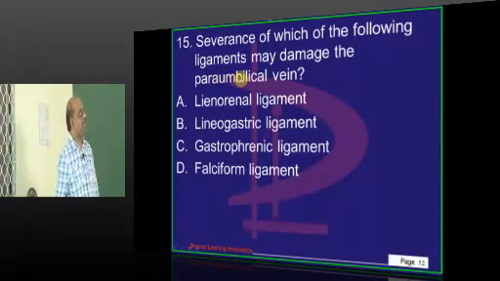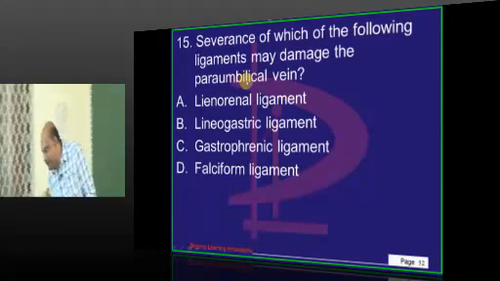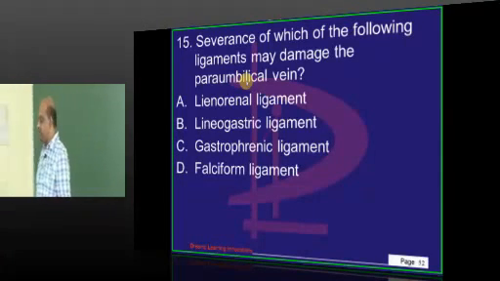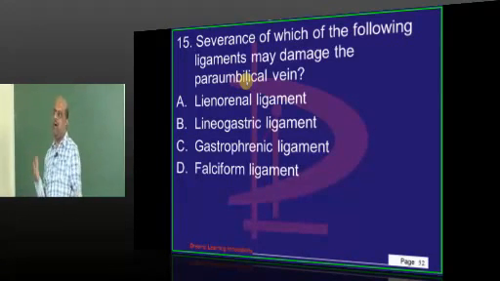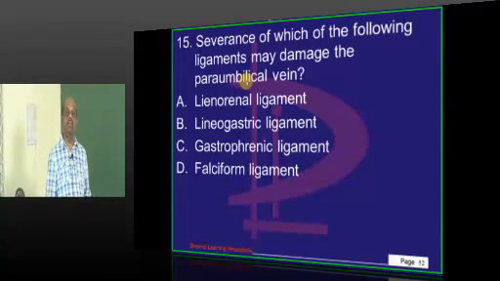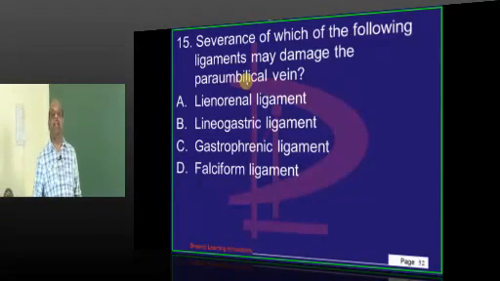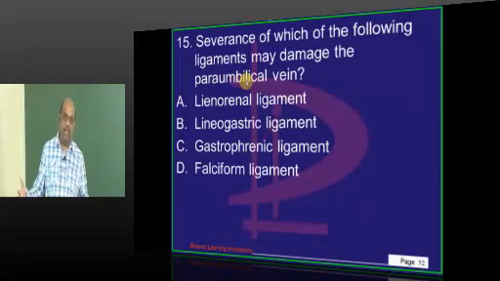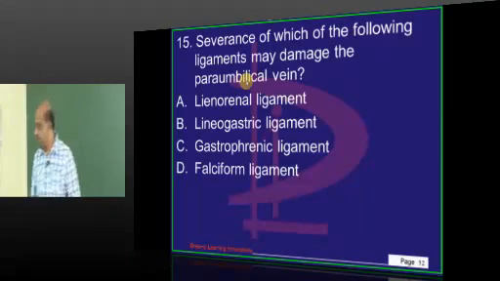Now, doctor, severance of which ligaments can damage the paraumbilical vein? Otherwise, the paraumbilical vein is a part of which ligament is what I like to ask. Give me one confident answer, doctor. We are all in a complete formalin anatomy mood for the next 2 weeks. I mean, for the next week also. So, give me one confident answer. Paraumbilical vein is a part of which ligament? So, all these various embryonic remnants in the form of ligaments and their constituents, you need to be very sure.